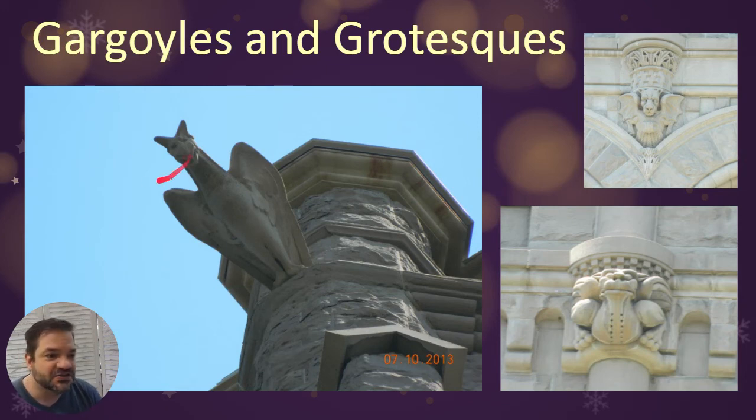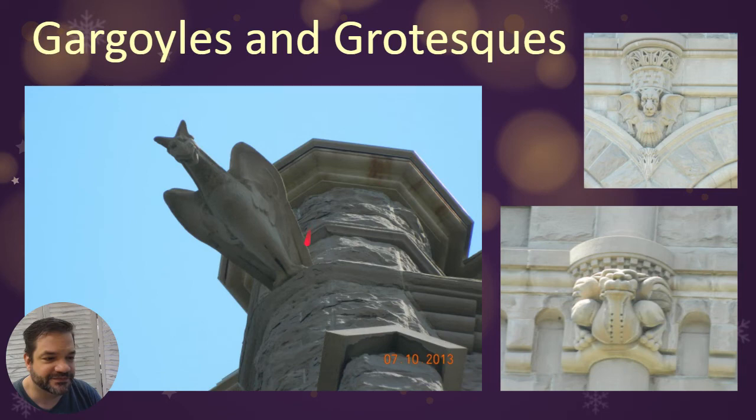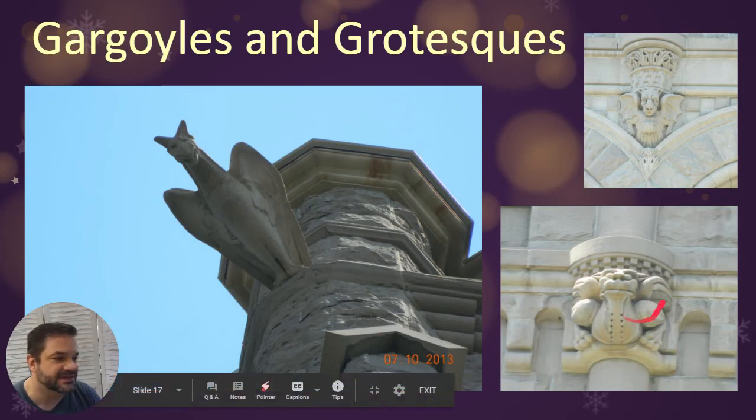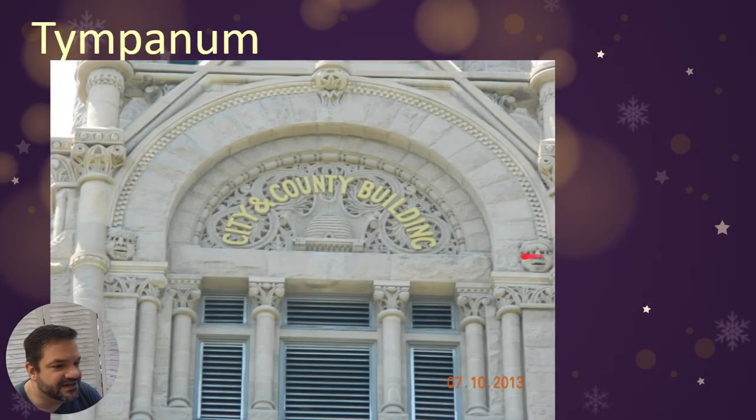That's a grotesque. Technically, all of them are grotesques because none of them channel water. But these ones do stick out, so we call them gargoyles, even though they're not technically gargoyles. But these ones in the City County Building, again, grotesques. And if I go back here, you can see there's more faces carved, more grotesques. It's a really, really cool building if you get the chance to go and see it.